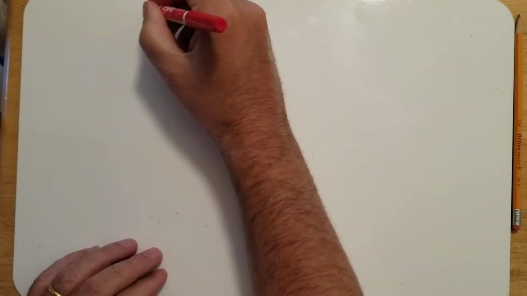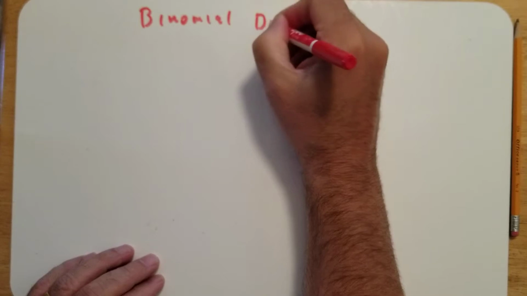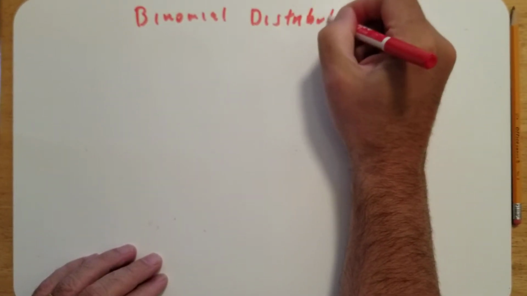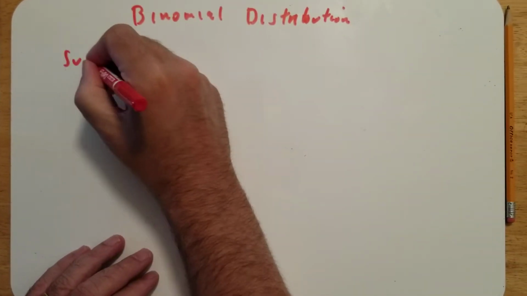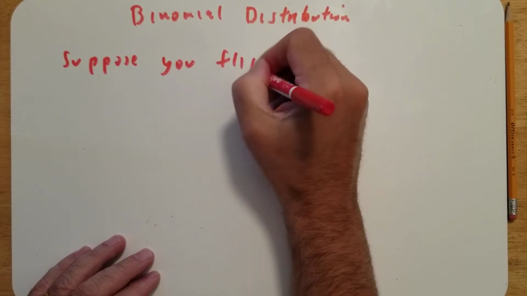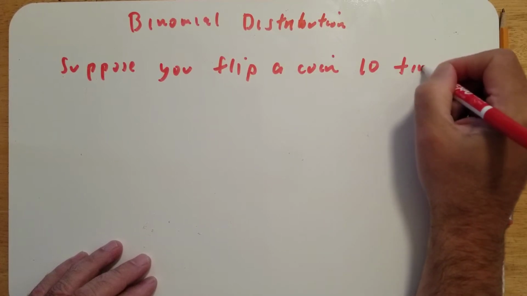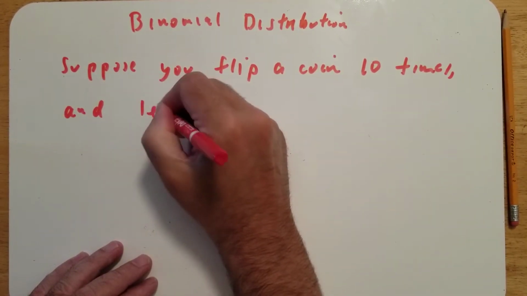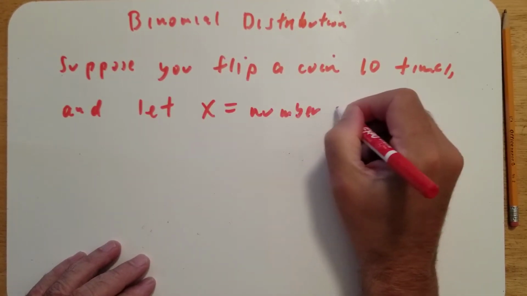I want to give an explanation about what a binomial distribution is, and a good example is, suppose you flip a coin, say 10 times, and let x equal the number of heads you get.